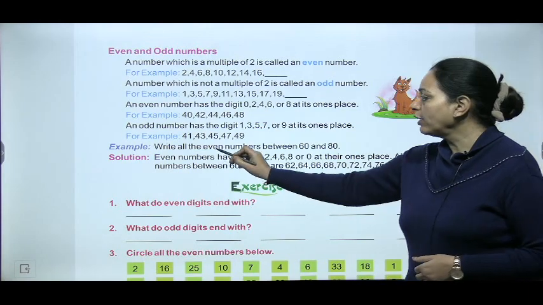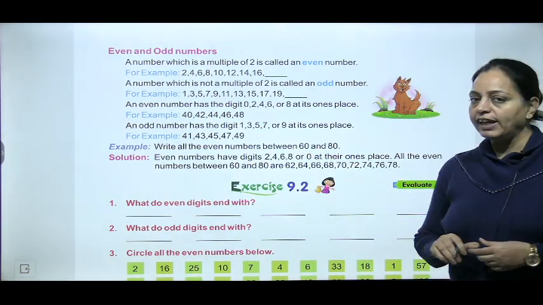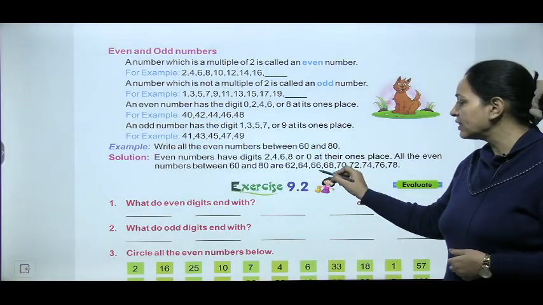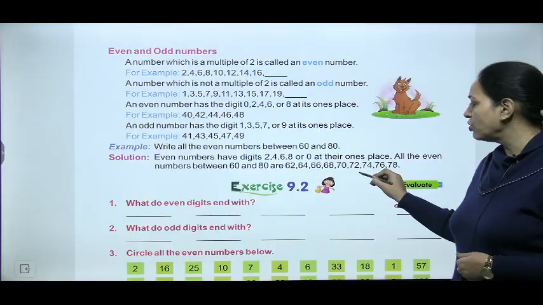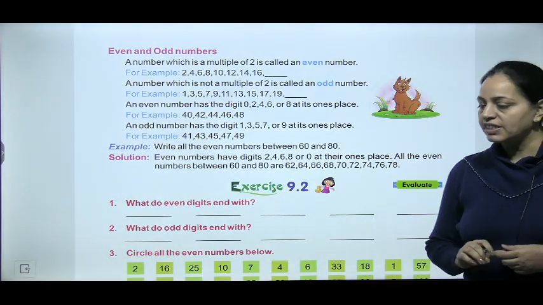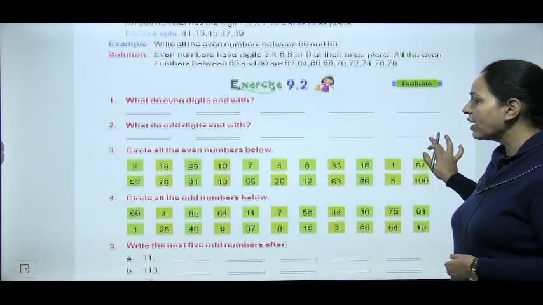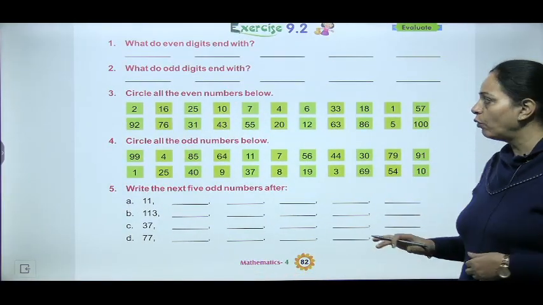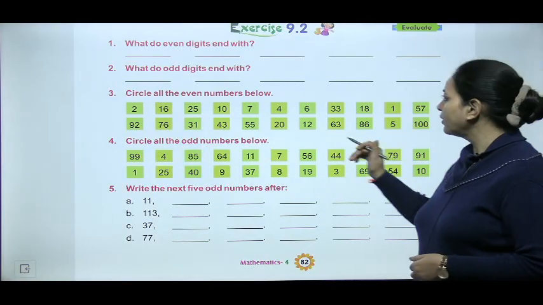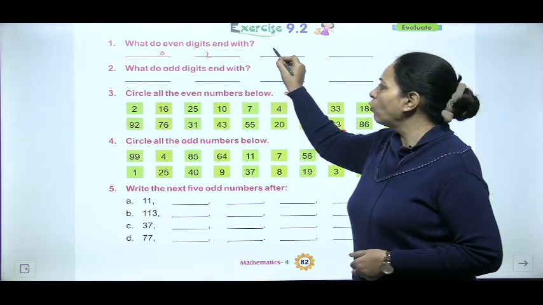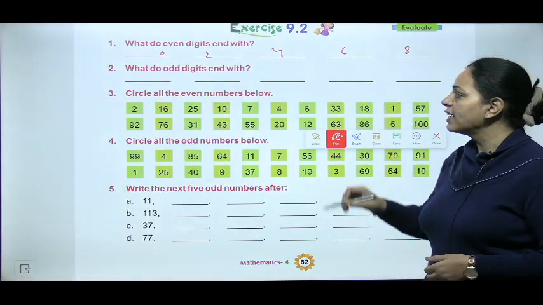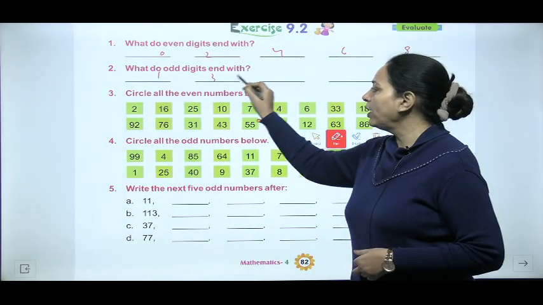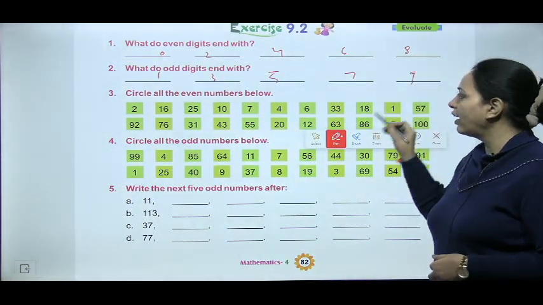Now example, write all the even numbers between 60 and 80. So you can try this one. So 62, 64, 66, 68, 70, 72, 74, 76, 78. Okay. Now exercise 9.2. The first, what do even digits end with? So even digits के end में क्या आता है? 0, 2, 4, 6, 8. And the second, what do odd digits end with? So 1, 3, 5, 7, 9, right?